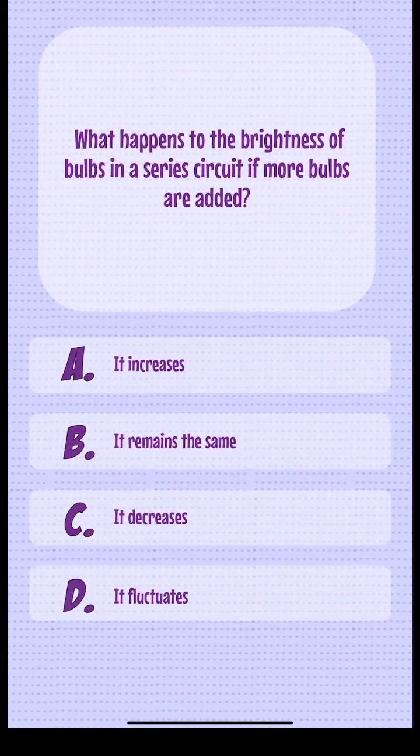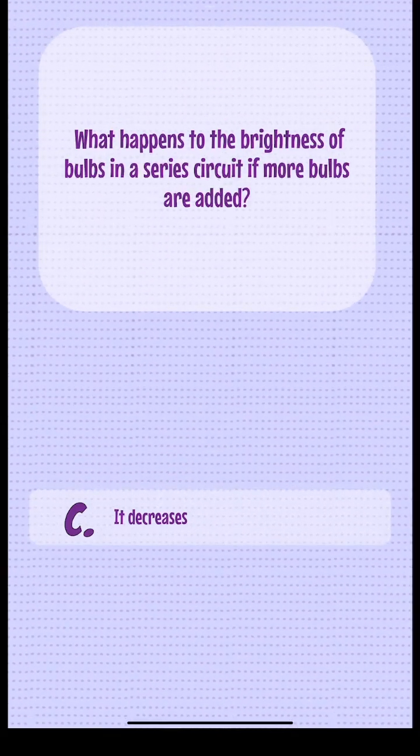What happens to the brightness of the bulbs in a series circuit if more bulbs are added? So we have a series circuit, we have one bulb, and let's say we added another. What's going to happen to the brightness of the bulbs? Let me know what you think the answer is, and tap the screen a few times. So, yep, everyone's saying decreases. Yes. If it was in parallel, the brightness would stay the same, but in series, they decrease. The potential difference gets split between them.